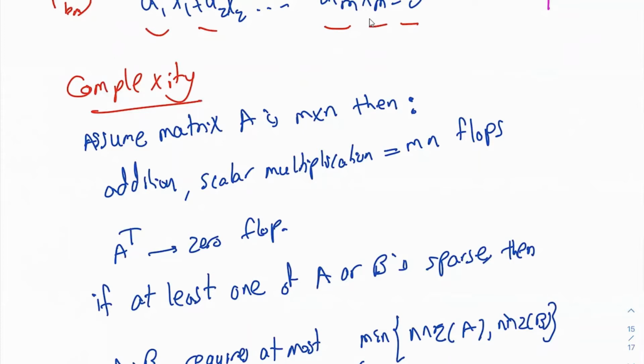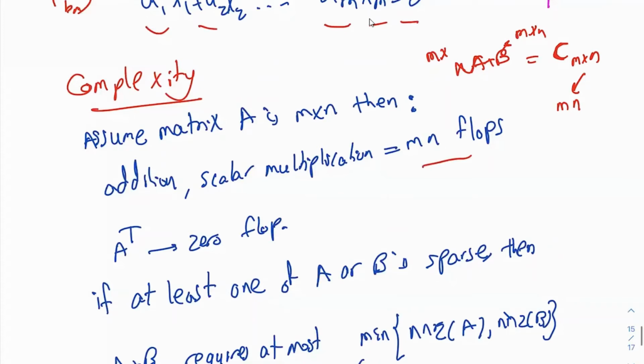Why? We talk about A plus B. If A is m by n, B must be m by n, and the result, let's say C, is also m by n. How many elements do we have? mn. How many additions do we have? One per each element, one per each entry. So we have mn additions. Therefore, we have mn flops.